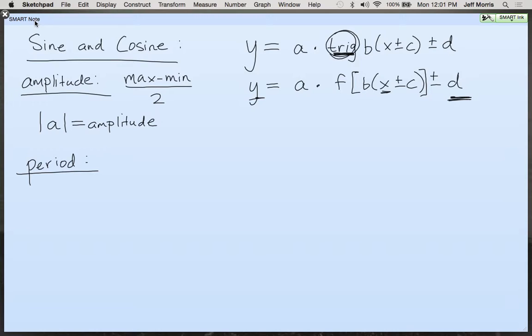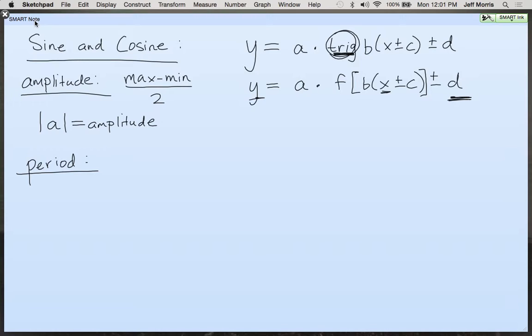It's not until it completes 2 pi radians that it repeats. It's going to take 2 pi radians for it to repeat. So the fundamental period for sine and cosine is going to be 2 pi. Now, if that is the fundamental period for sine and cosine, what do you think is going to affect the period? If it's the distance necessary for it to repeat.